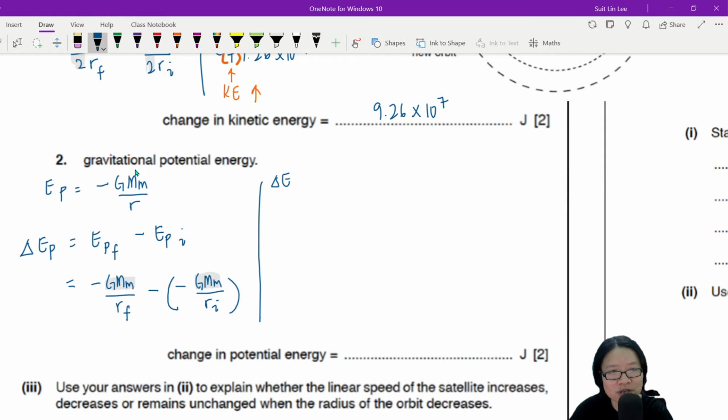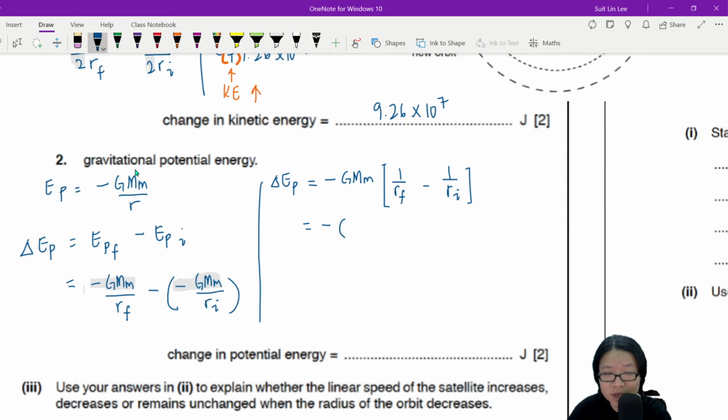Anyway, change in potential energy now will be equal to, you know what guys, I'm taking out the negative. You don't want to take out negative, also can. But I'm taking it out. Okay. So what I have now is negative GMm big bracket. So if I've taken out the negative, what is left here is 1 over RF minus 1 over RI. Final orbital radius minus initial orbital radius.